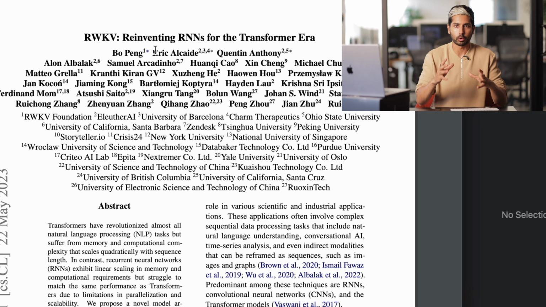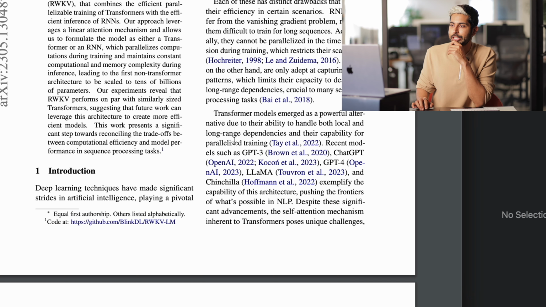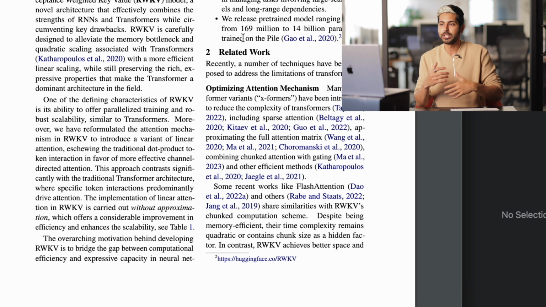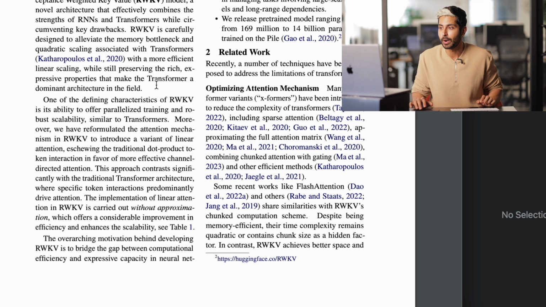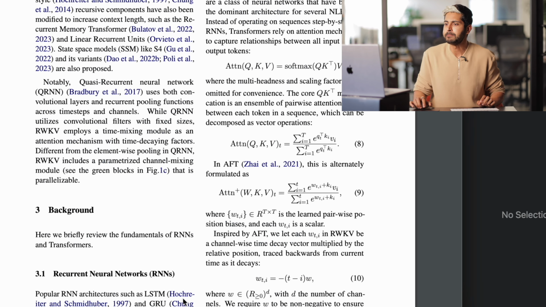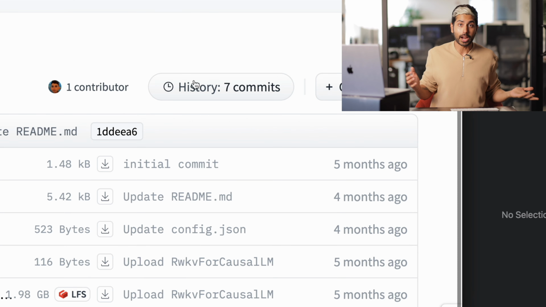So this offers transformer level performance during training, but recurrent network level performance during inference. And this kind of mixes both ideas of attention and recurrence together. It's called receptive weighted key value, and I recommend you check this paper out. It's super interesting, but the idea is that this is super light and it could work, and this is what I used.